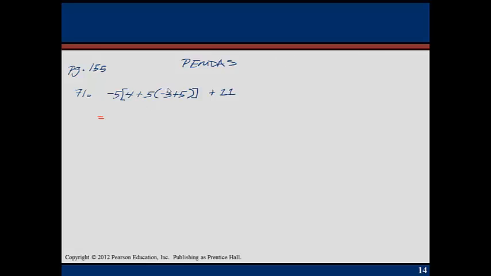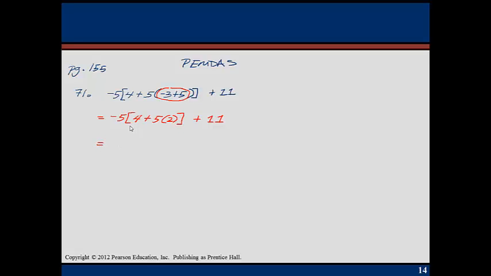And the parentheses on the inside is negative 3 plus 5. So what is negative 3 plus 5? Hopefully you got 2. So don't forget to write the rest of the problem. Okay, so you should have negative 5 bracket 4 plus 5 parentheses 2, close parentheses, bracket, plus 11.